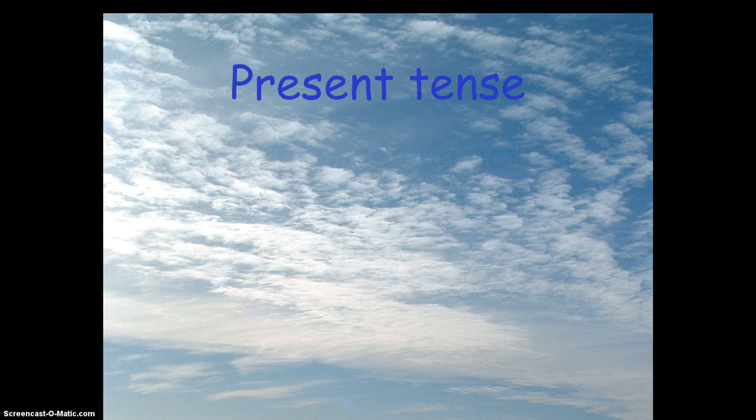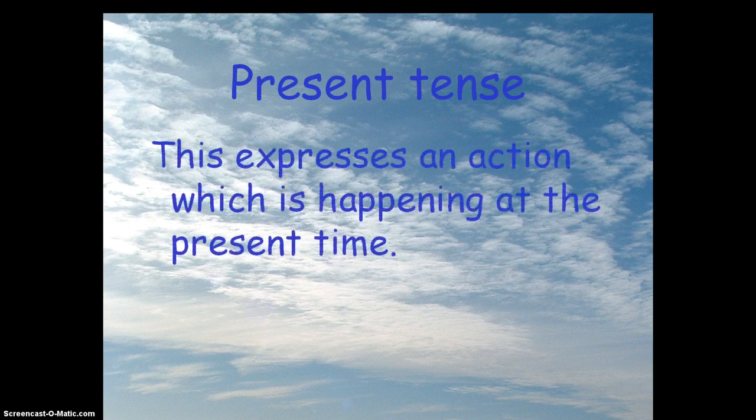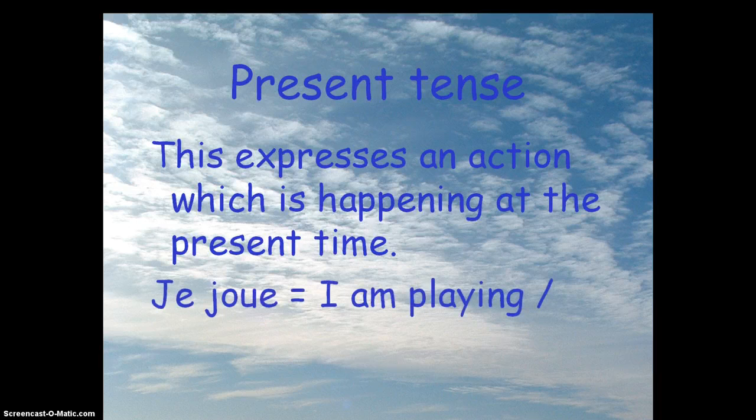So to conjugate in the present tense, this expresses an action which is happening at the present time, as we're talking. Like, I'm talking is present tense. If I say I was talking, that's imperfect tense. We're not going to cover that in French one. The present tense is a verb that expresses an action which is happening at the present time. For example, je joue. Je joue means I'm playing, or I play.